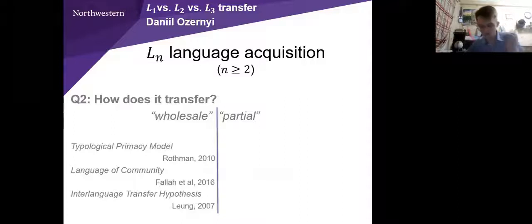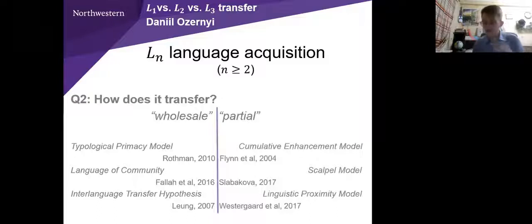Advocating for the wholesale transfer among many models which look at a variety of ways, there are TPM and IHT which look to typology. There is language of community which looks at the social status of language, and there are many more. Advocating for partial transfer, we have models which in their nature all advocate for language learning being cumulative. Examples include CEM, cumulative enhancement, scalpel, LPM, linguistic proximity, etc.